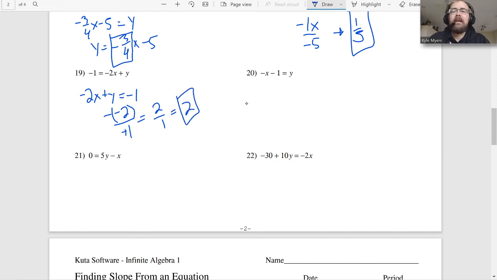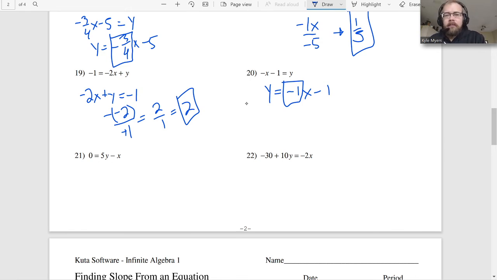Negative a, so the opposite of -2. Careful with the negatives. This is already in standard form. Sorry, not standard form. This is already in slope-intercept form. I just need to move it around. Right? Just put the y on the other side.